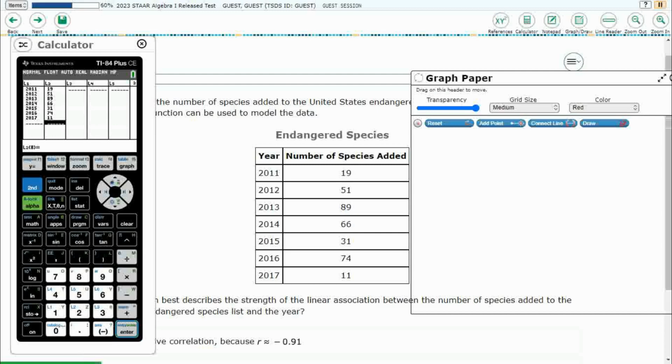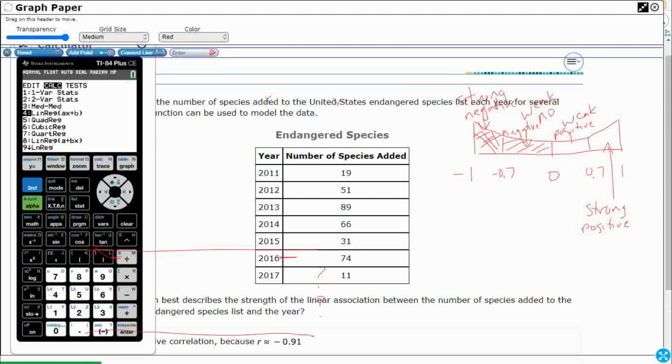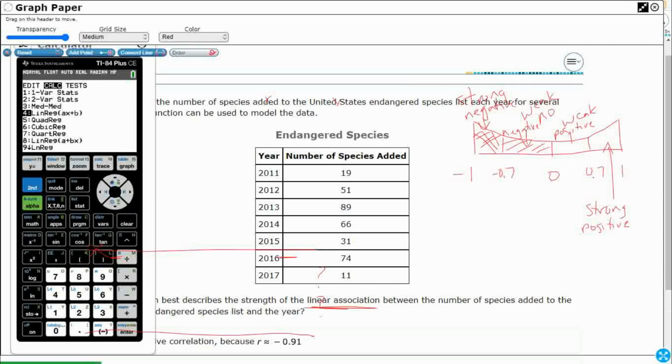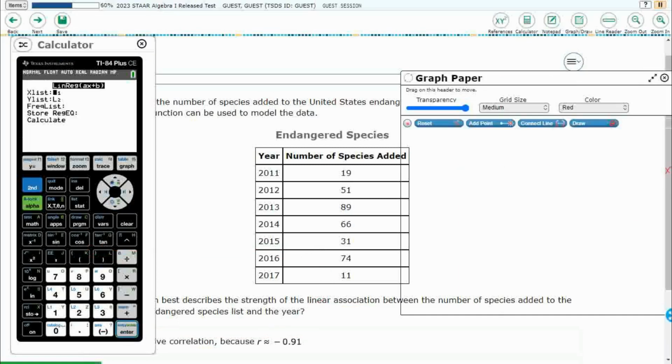All right, so now we're going to hit our stat again, but instead of editing, which we've already done, we are going to calculate. Go to that fourth option there, linear regression, AX plus B. Since this does say this is a linear association, and if you want to see that right here, it says that linear association right there. So that's our clue.